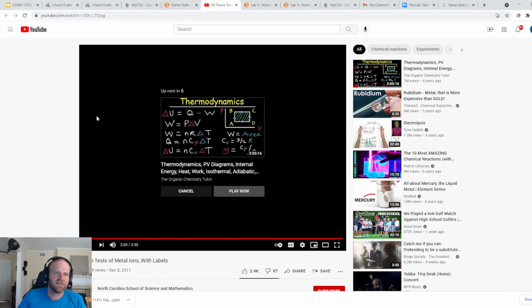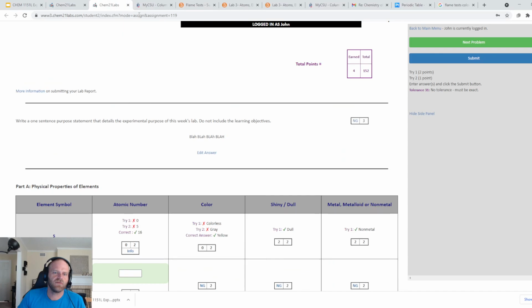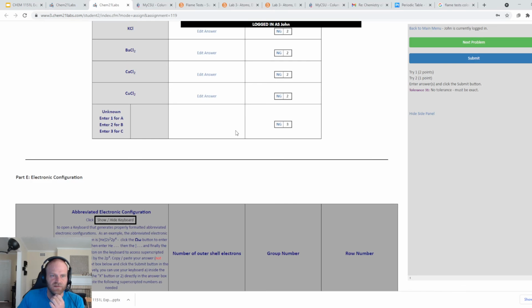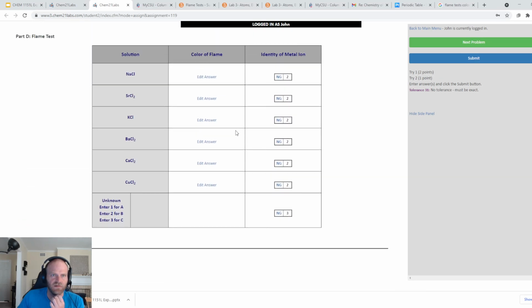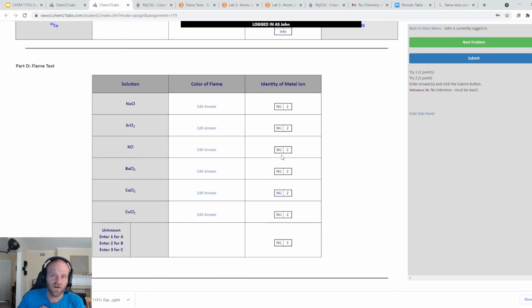All right, so that's it there. Let me just make sure. What does the unknown say? Copper, calcium, barium, potassium, strontium, sodium. So I think all of those are covered there. For the unknown, I guess you didn't cover it. Let's just put 1 for unknown A.